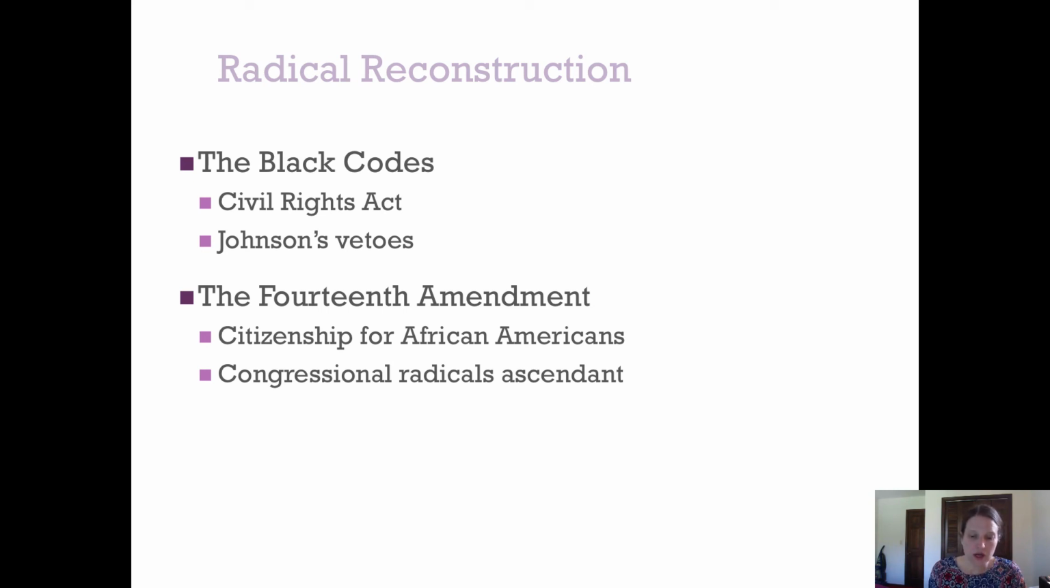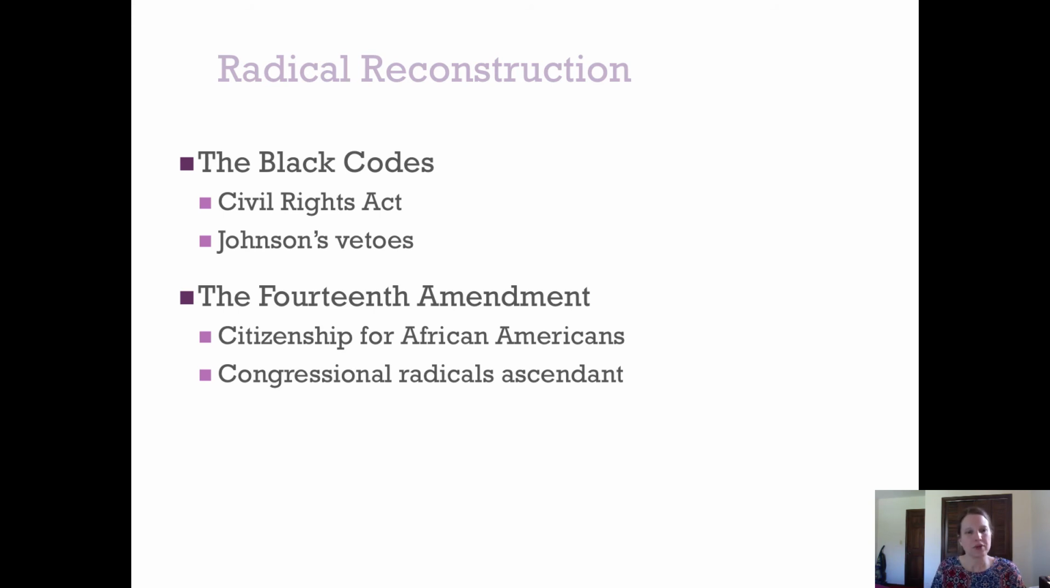Some of the codes did not allow blacks to own or lease farms or take jobs other than jobs in the plantations or in domestic work. So this is really going to obviously diminish the amount of types of jobs that African Americans can occupy.